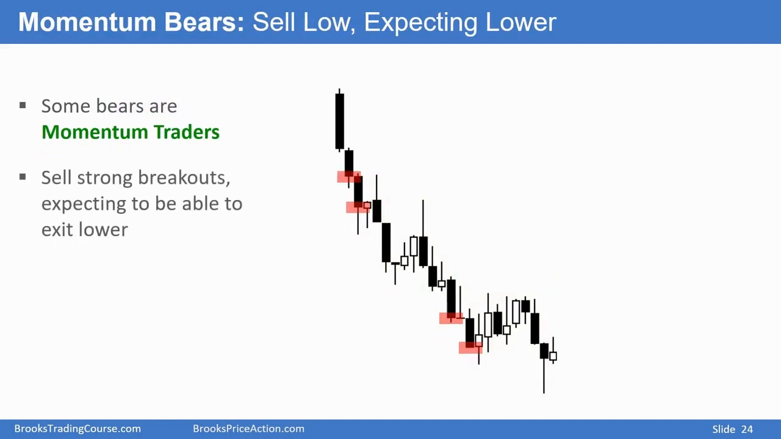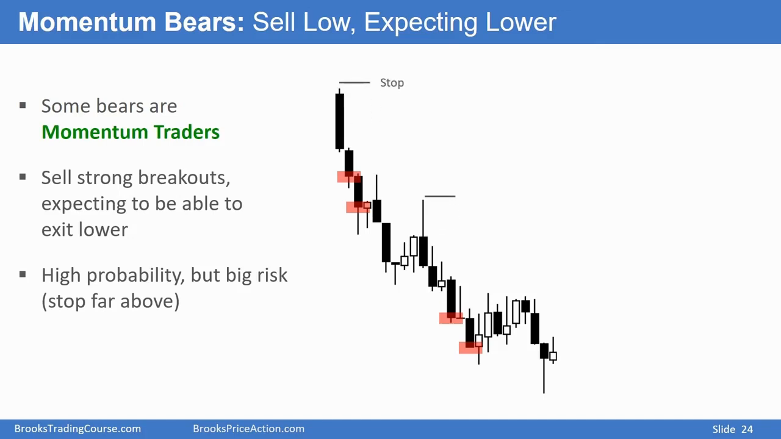Just like some bulls are momentum traders, some bears are momentum traders. And they are willing to sell all the way down, even when the market's extremely strong and the stop is far away. They believe that probability of making money is high. They know that their stop is far away, and they're willing to take the bad risk-reward trade because of the high probability of making money. So they're willing to sell at the low, expecting that any pullback will be brief and that the market will go lower and they'll be able to take a profit.